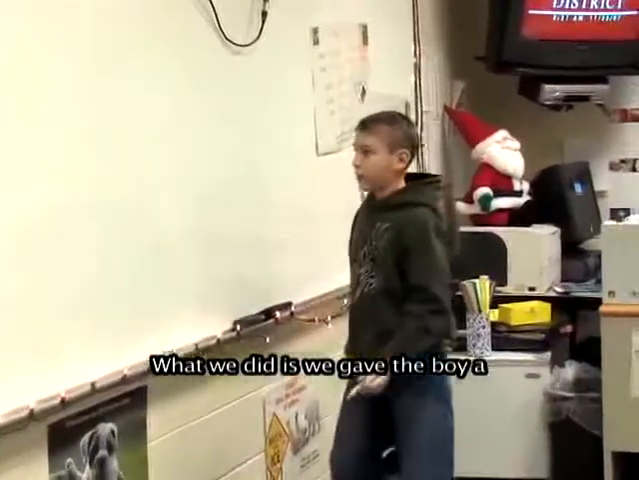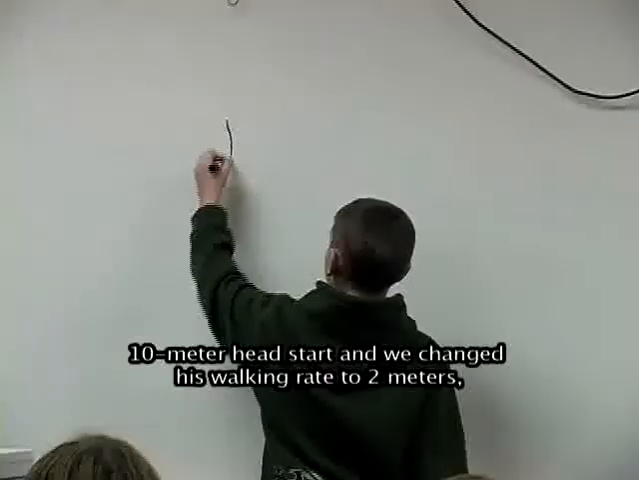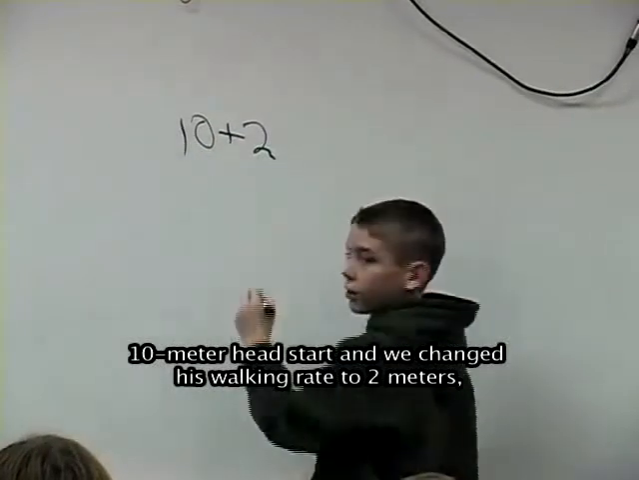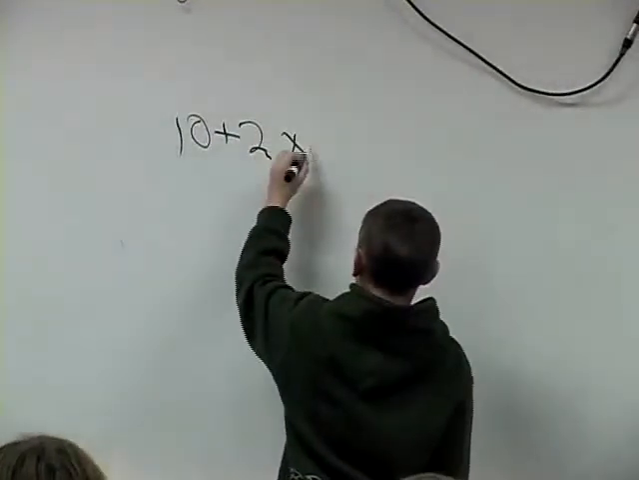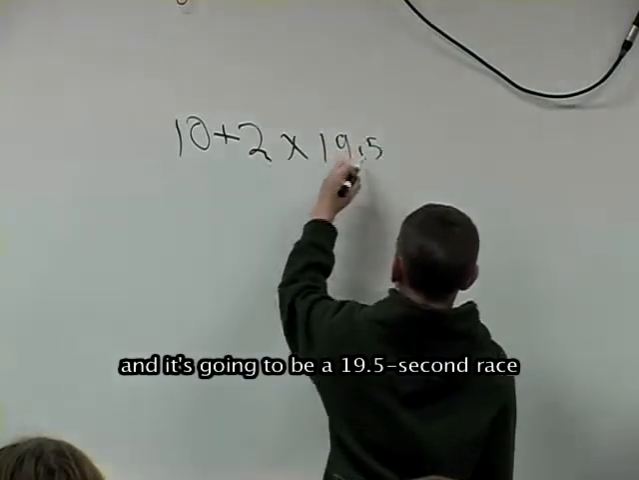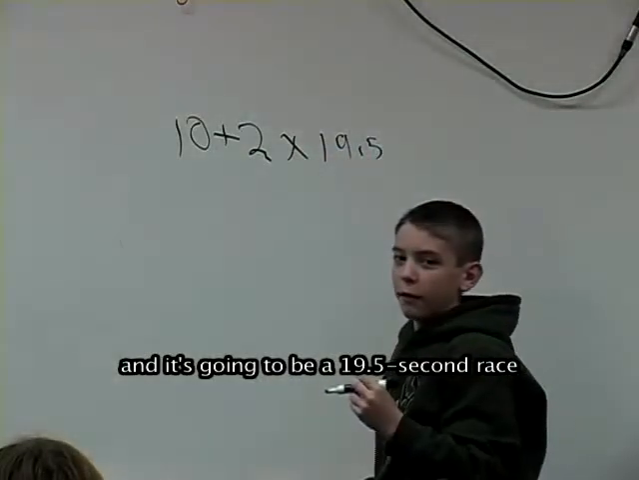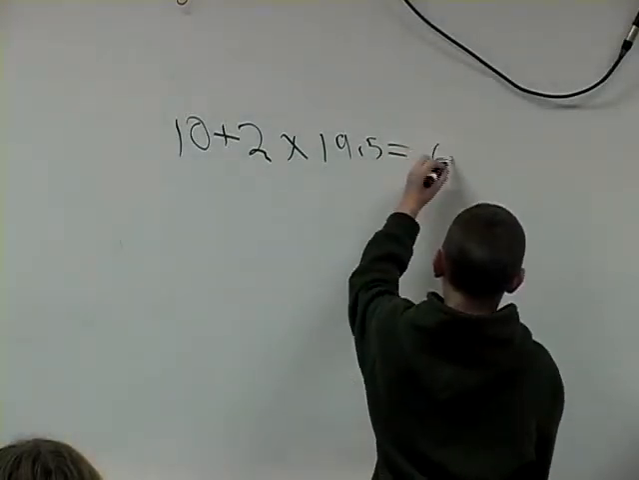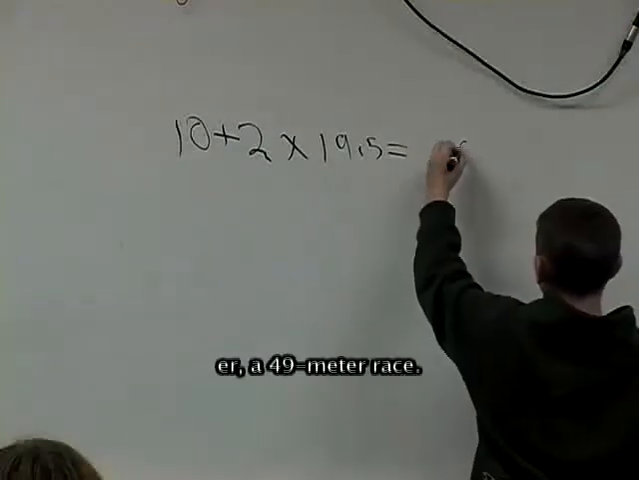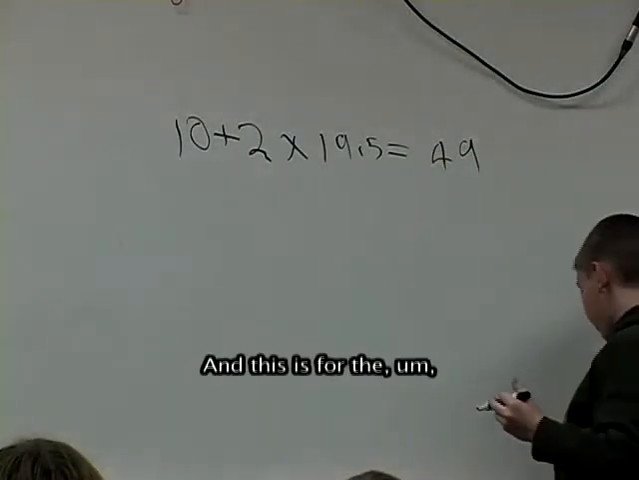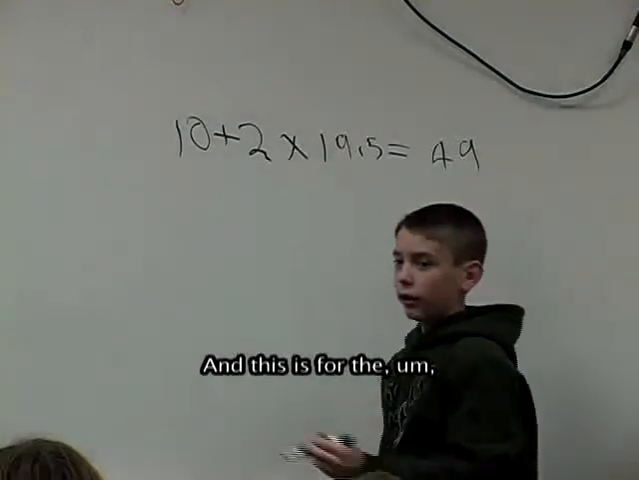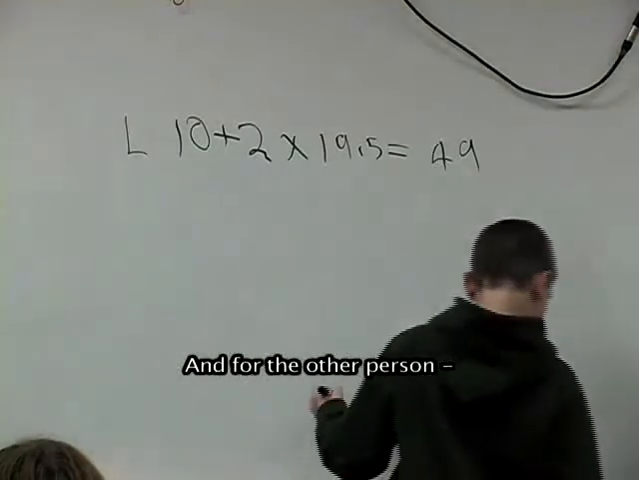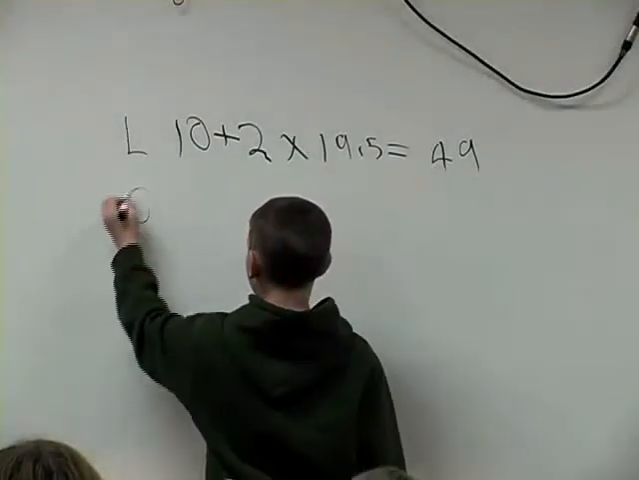What we did is we gave the boy a 10-meter head start, and we changed his walking rate to 2 meters. And it's going to be a 19.5 second race, or a 49-meter race. And this is for the little person, I don't know what his name is, and for the other person.